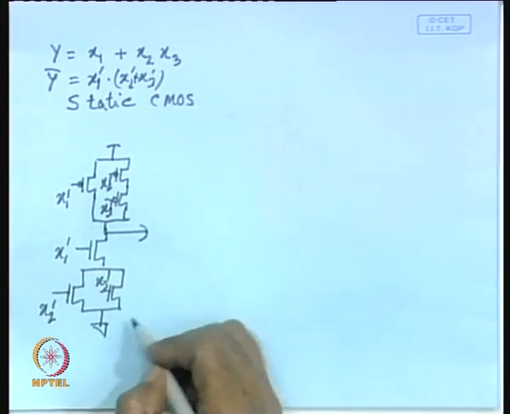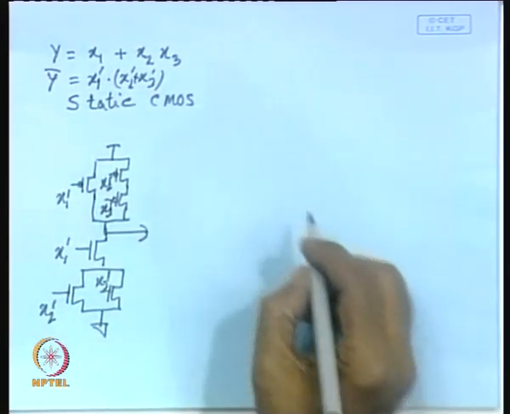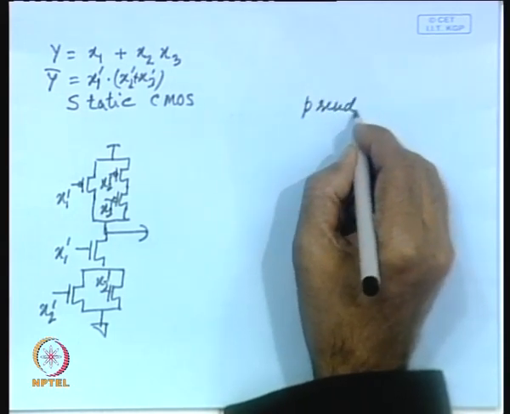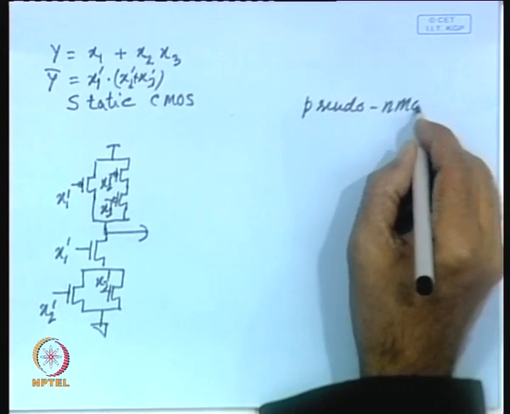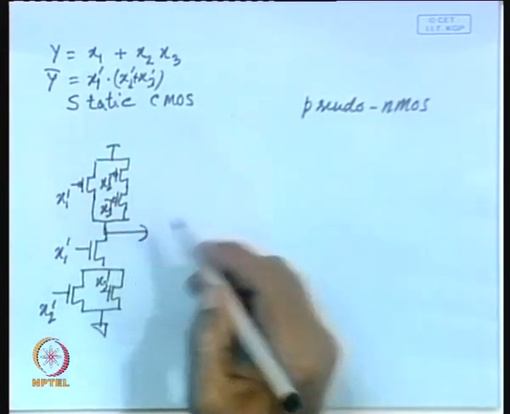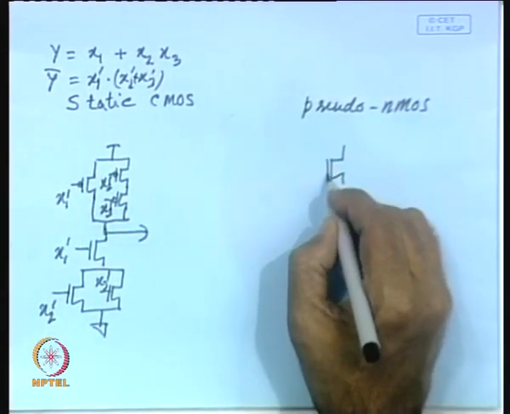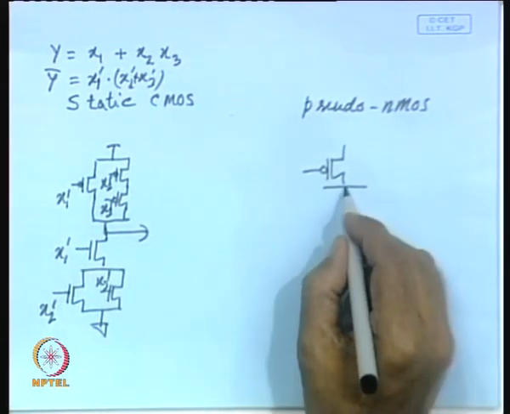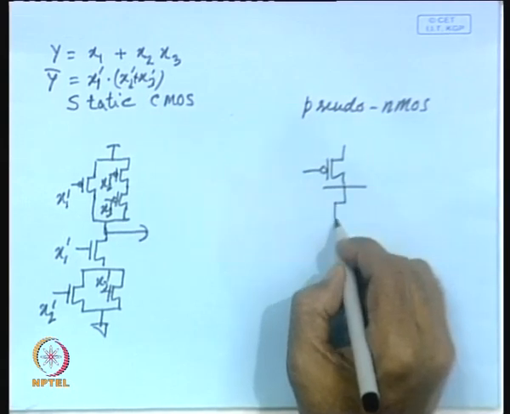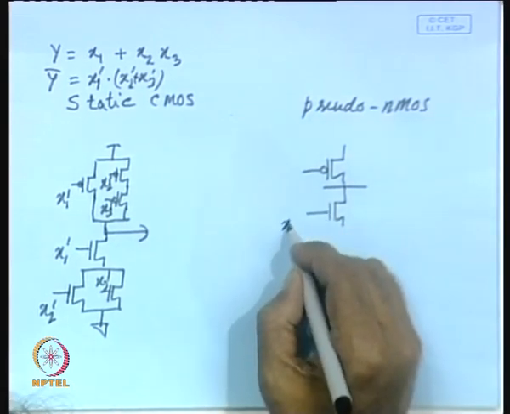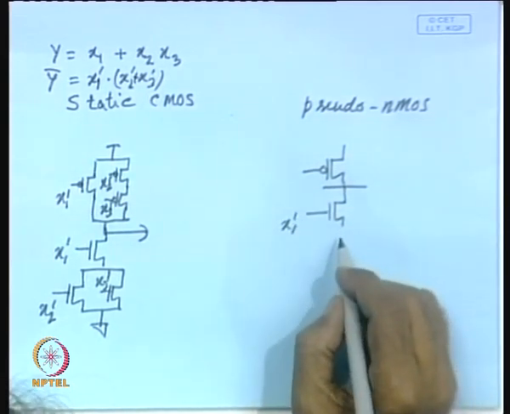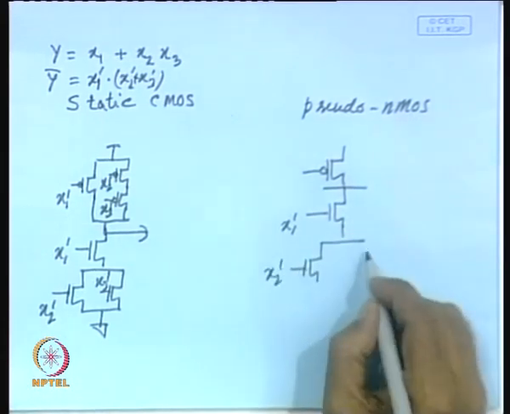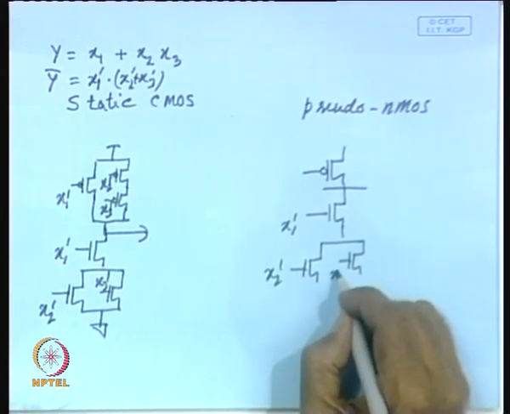This is the static CMOS. If you realize it using pseudo NMOS, then you do not require so many PMOS transistors, you require only one PMOS transistor, and the NMOS network part is identical: x1 dash, x2 dash, x3 dash.